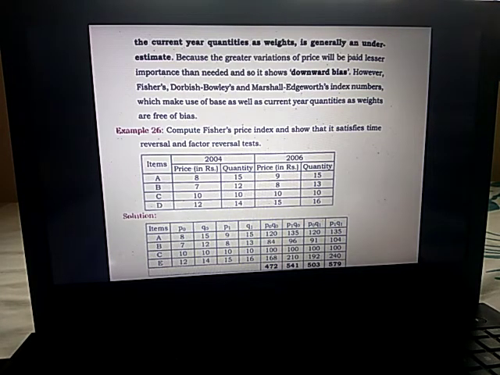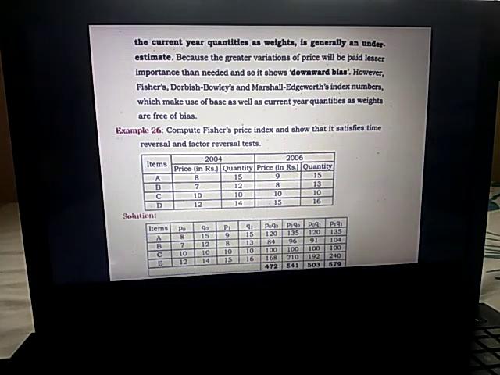Let's see one example. Compute Fisher's price index and show that it satisfies the time reversal as well as factor reversal test. So we have to first compute Fisher's price index number, and then we have to show that it satisfies the time reversal test as well as the factor reversal test. There are 4 items given: A, B, C, D.